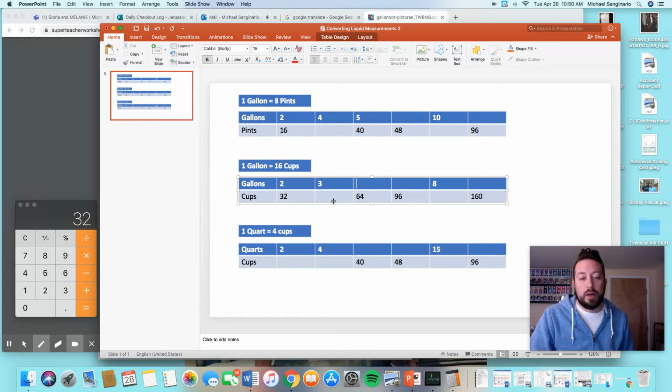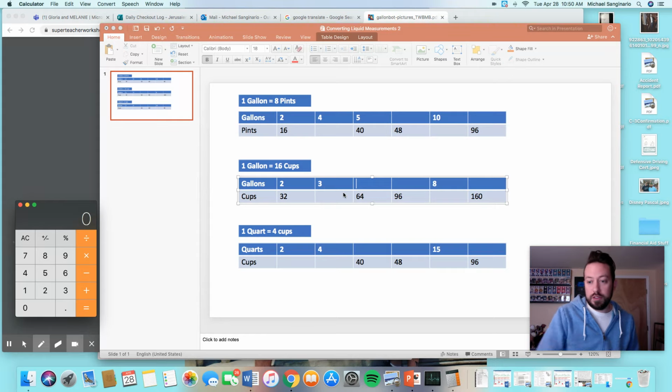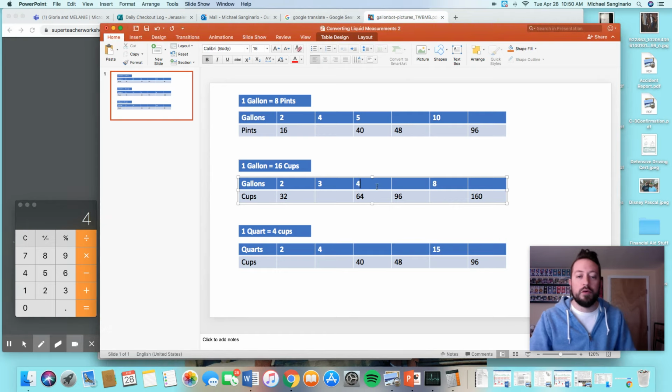Here we're going the opposite way. So opposite of multiplication is division, right? So I'm going to take my 64 and I'm going to divide it by what? I'm going to divide it by 16 here. And that tells me it's 4 gallons. Oops. There we go, 4 gallons. So I'd like you to complete the rest on your own. You're going to do this, this, this, and this.